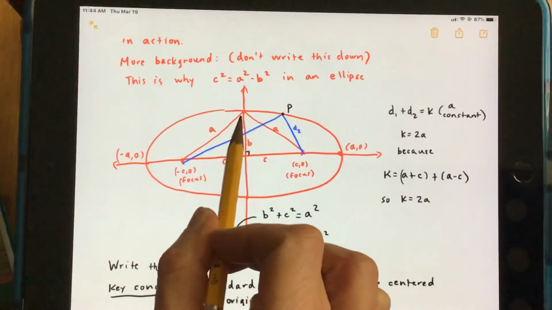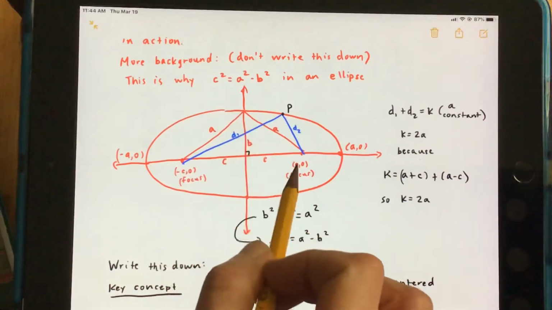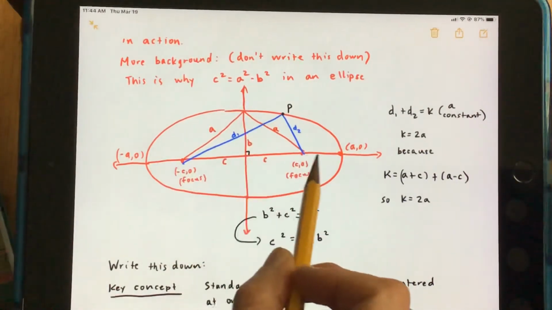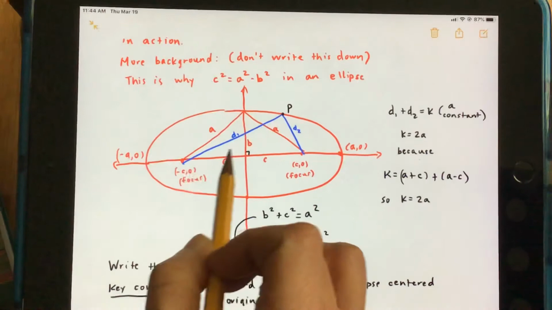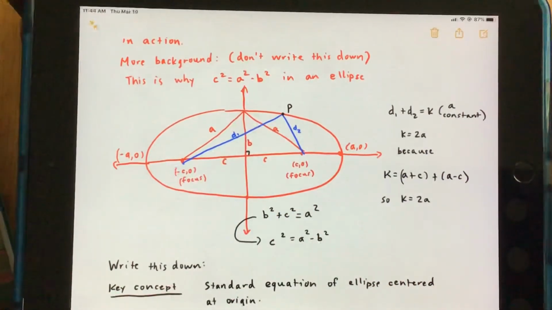And so this point here is going to be the point of interest because we're going to notice from here to here it's a, which is the same length as from here to here. And here's our old D1 plus D2. It's just another point on the ellipse where the length of that string would be the same as a plus a. That gives us the fact that D1 plus D2 is in fact the same as twice the length of a.